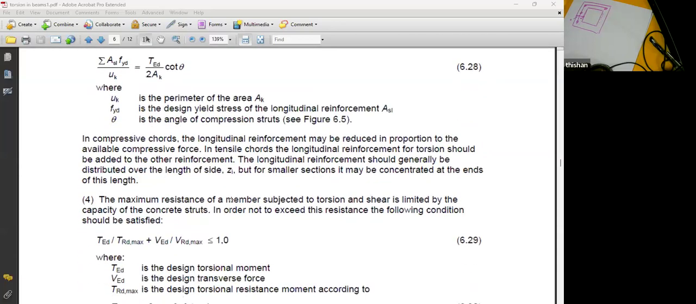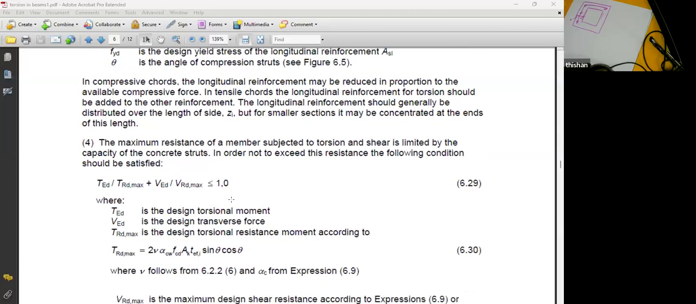Then, the code tells you we can't have the full moment carried by torsion because there's shear as well. So we must satisfy this particular condition. T_Ed is the applied torsional moment. T_Rd,max is the maximum torsional moment of the section. And V_Ed is the applied shear force. And V_Rd,max is the maximum shear that it can carry.